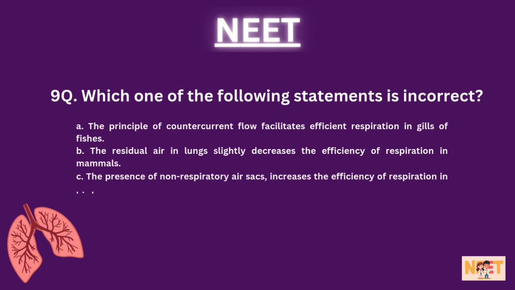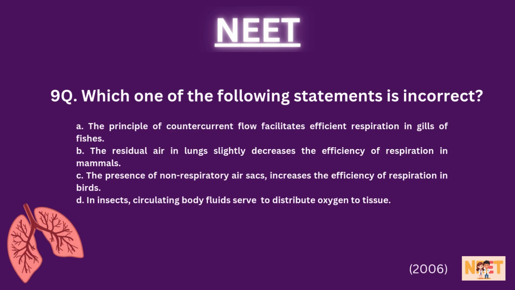Ninth question. Which one of the following statements is incorrect? A. The principle of countercurrent flow facilitates efficient respiration in gills of fishes. B. The residual air in lungs slightly decreases the efficiency of respiration in mammals. C. The presence of non-respiratory air sacs increases the efficiency of respiration in birds. D. In insects, circulating body fluids serve to distribute oxygen to tissue.